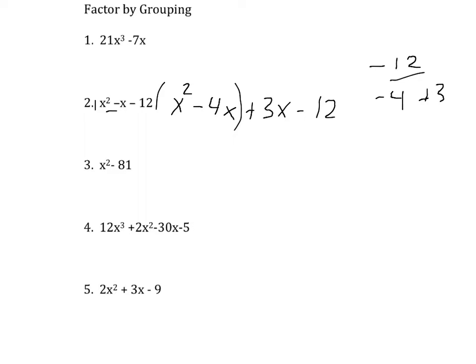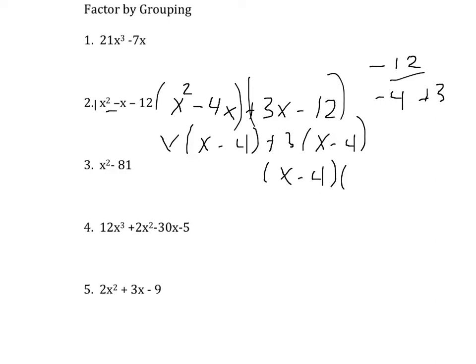And so when you factor that, an x comes out and you're left with x minus 4. And then when you factor a 3 out, a positive 3, you're left with x minus 4 as well. So then you can factor out the common factor that they have, which is x minus 4, and the GCFs create the other factors when you distribute the x minus 4 times x and the x minus 4 times positive 3.